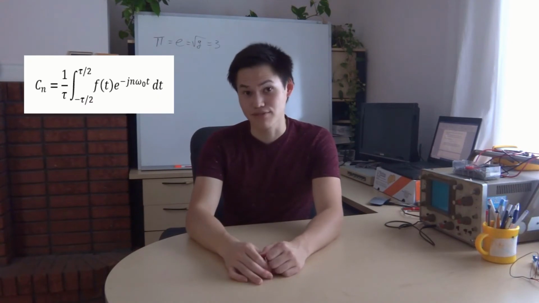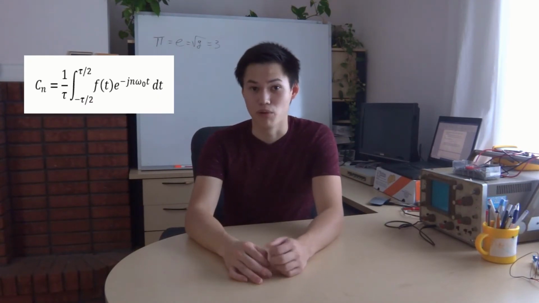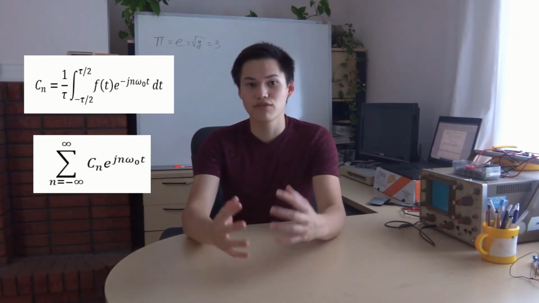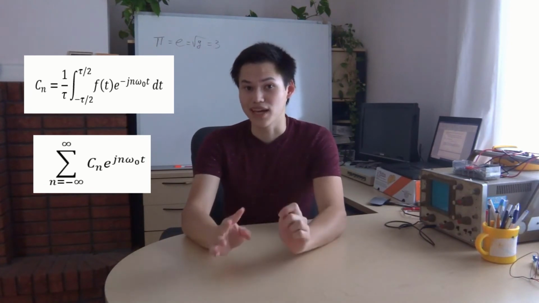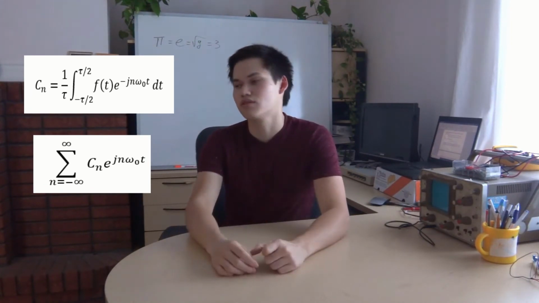So here's the expression for the complex Fourier coefficients, where omega naught is just the natural frequency equal to 2 pi over tau. The final Fourier series is just the sum of all these Fourier coefficients multiplied by their, you guessed it, complex exponential.